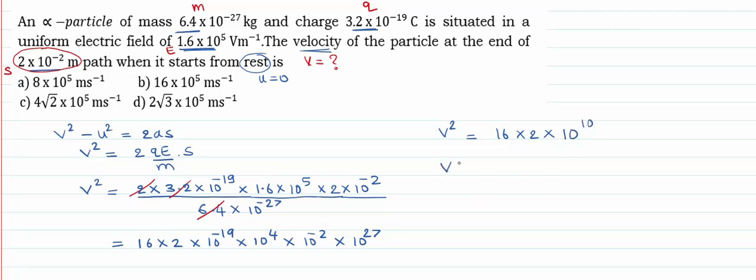Now take the square root. The square root of 16 is 4, root 2, and the square root of 10 raised to 10 is 10 raised to 5, so the velocity is 4 root 2 into 10 raised to 5 meter per second.